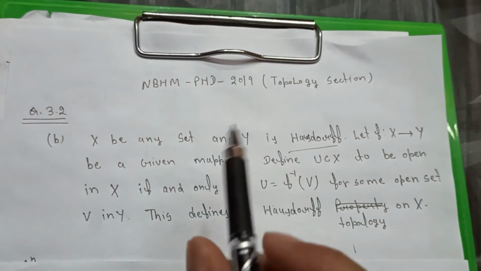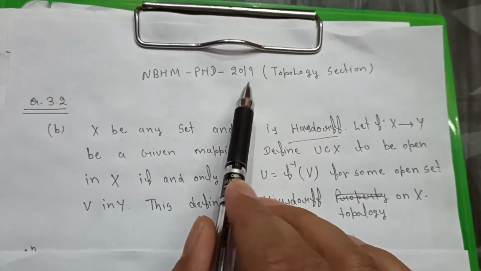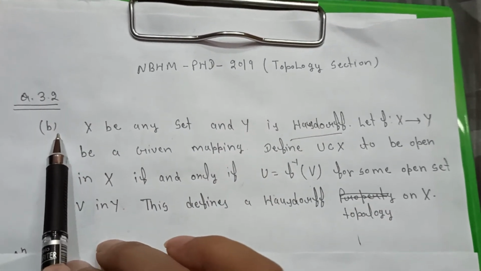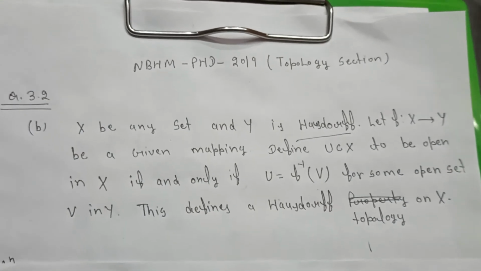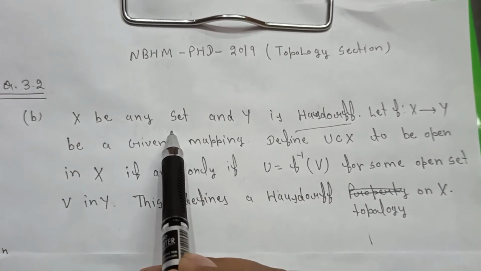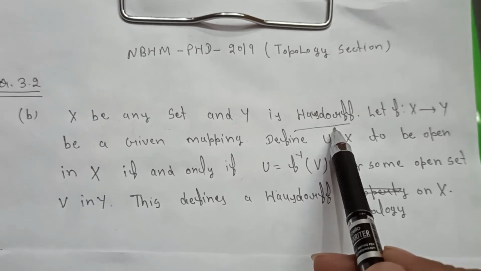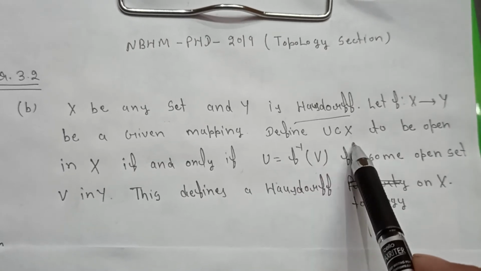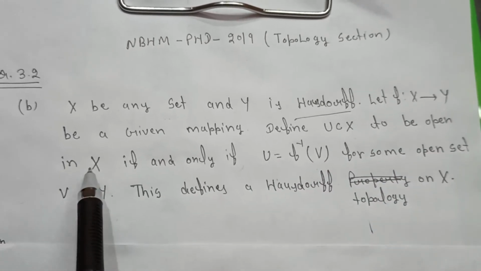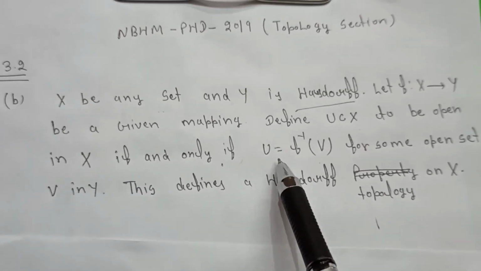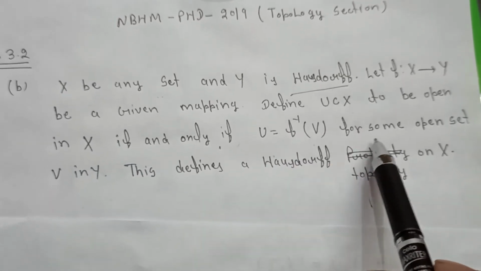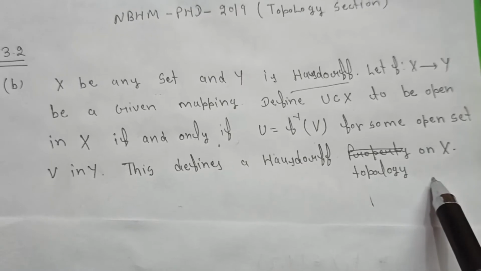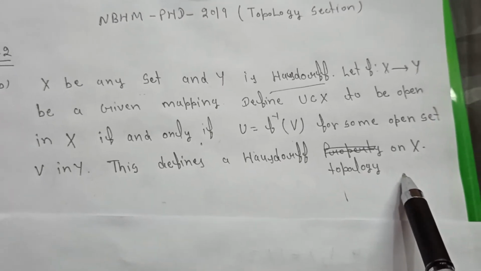Today I am going to discuss NBHM PhD 2019 questions of the topology section, question 3.2 part B. Okay, what was the question? The question is: X is any set, Y is Hausdorff, and f is a mapping from X to Y. He defines U, a subset of X, to be open in X if and only if U equals f inverse V for some open set V in Y, and he is asking whether this defines a Hausdorff topology on X. This statement is true or false.